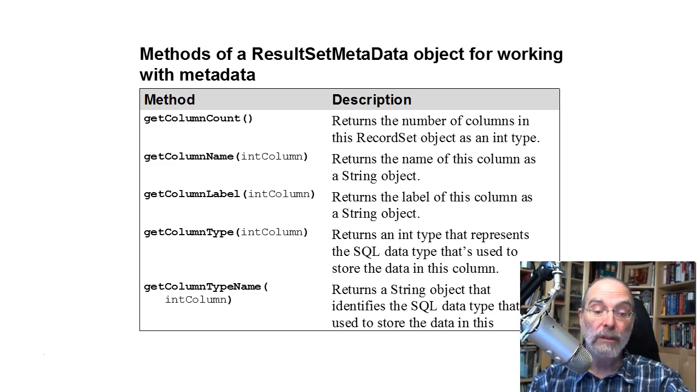I have column type. If I want to know the integer that represents a particular type, or in the last example, get column type name, where I can actually get a string that tells me what the SQL data type is.